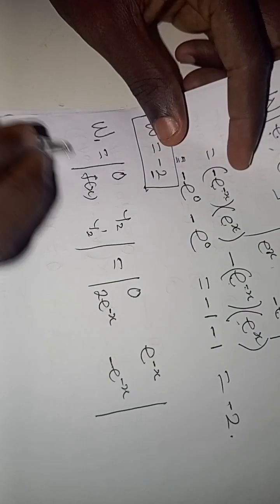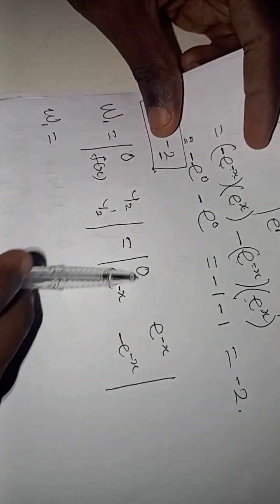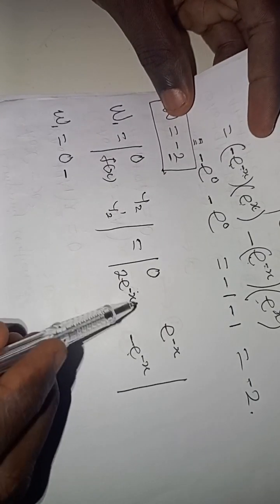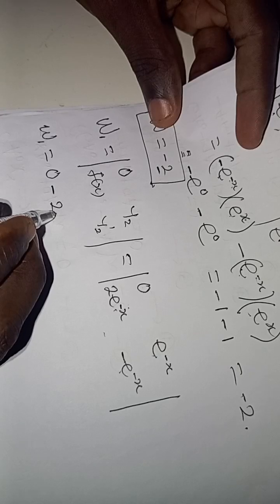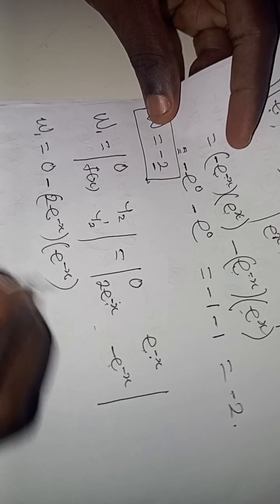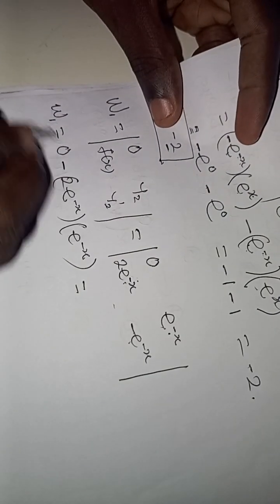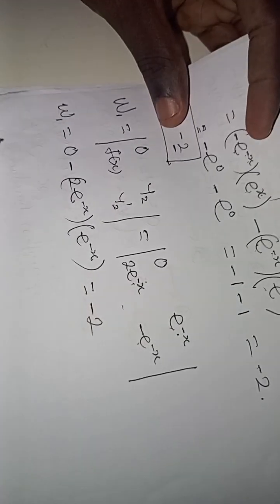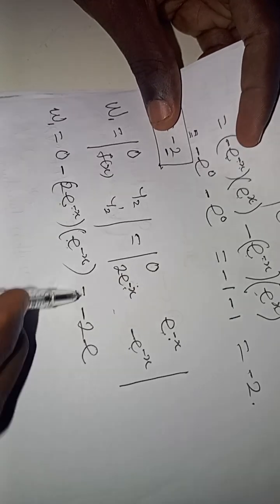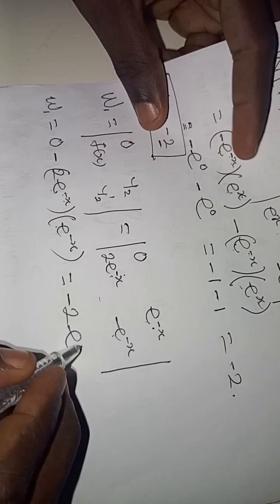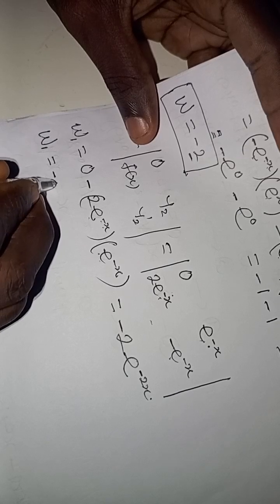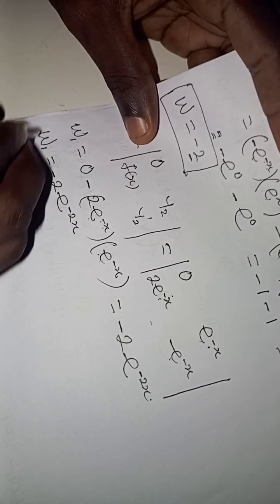So I'm going to obtain w1 to be equal to, 0 times this is going to give me 0. Then I have minus this times this, which gives me 2 times exponential minus x times exponential minus x. The bases are the same, so I take one base and add up the powers. Minus x here gives me minus 2x. So my w1 is equal to minus 2 exponential minus 2x.